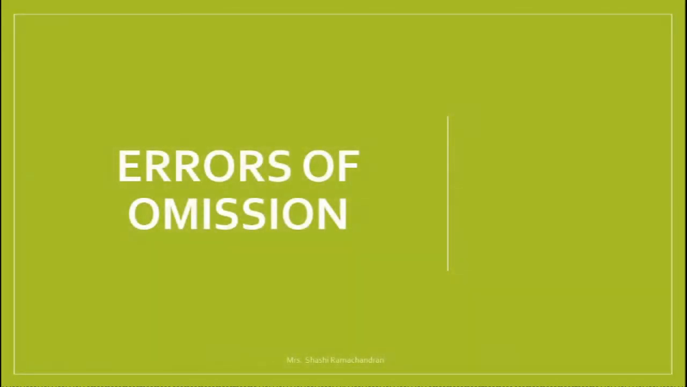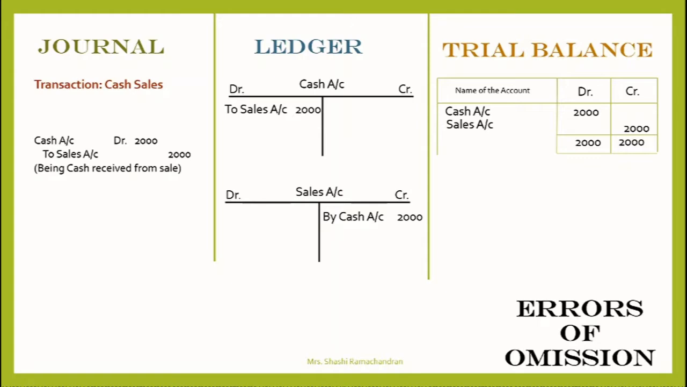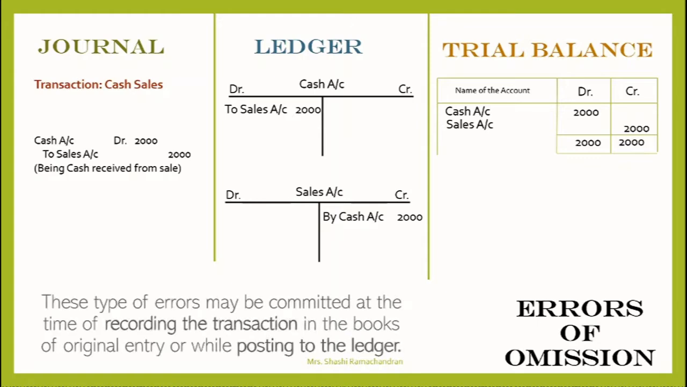So let's take it one by one with examples. Errors of omission, as the name says, something is omitted to be recorded, the transaction is omitted to be recorded, or the posting is omitted. That means it can be a complete omission or a partial omission. I've taken the same example here to explain this error of omission. The transaction is omitted to be recorded in the journal. Let's see what happens if we omit to record this transaction into the journal.